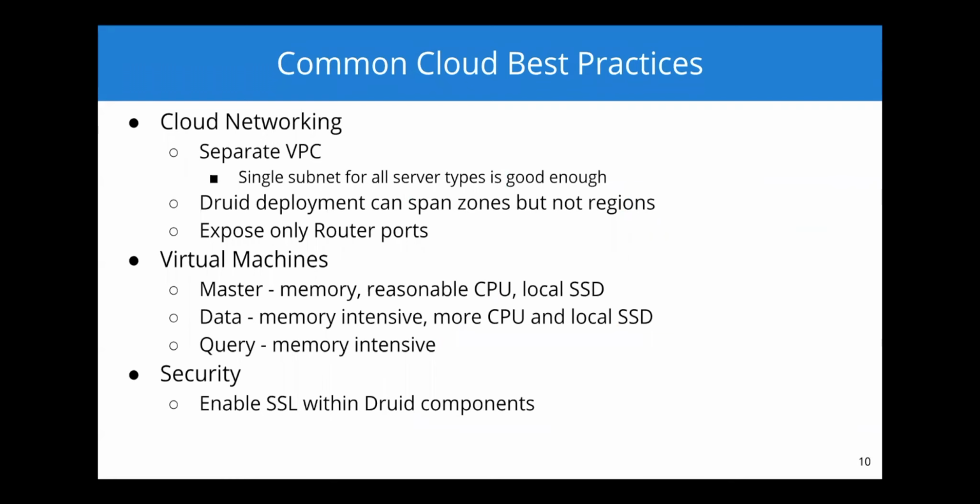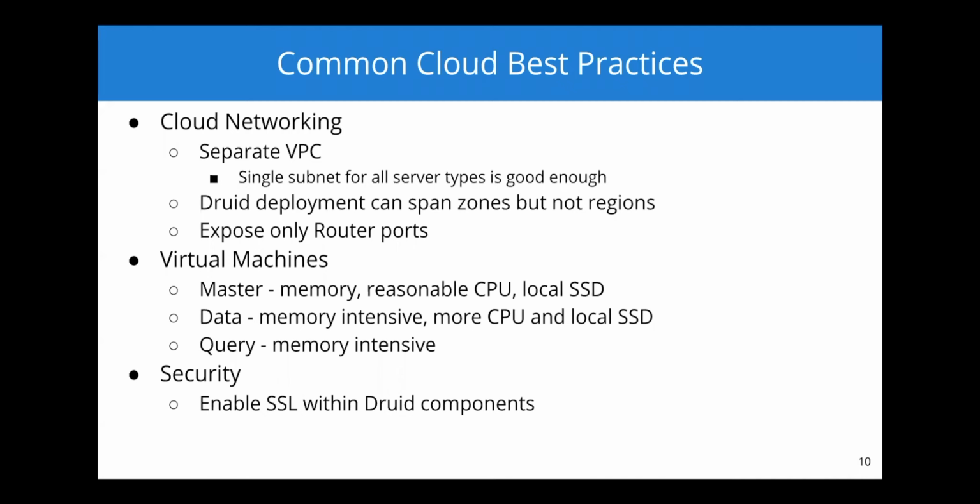So the common best practices when it comes to deploying Druid in cloud: let's talk about cloud networking first. It's better to create a separate VPC. That's a no-brainer to deploy your Druid components. But inside the VPC, it's okay to have a single subnet for all server types. So you can have all the master, query, and the data running in the same single subnet inside the VPC.